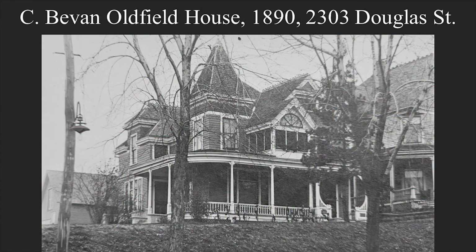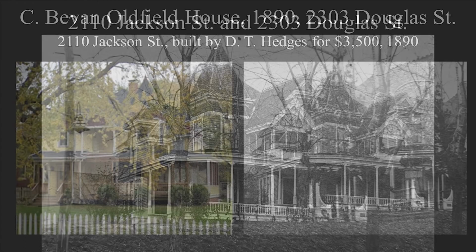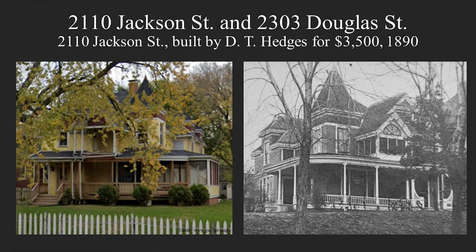The C. Bevan Oldfield House, built in 1890 at 2303 Douglas Street. Take a look at this house, because here it is again, and a mirror image house at 2110 Jackson Street. Possibly both of these houses were built by D.T. Hedges for $3,500 in 1890, and C. Bevan Oldfield was just the first name that showed up in the house that's depicted in black and white.